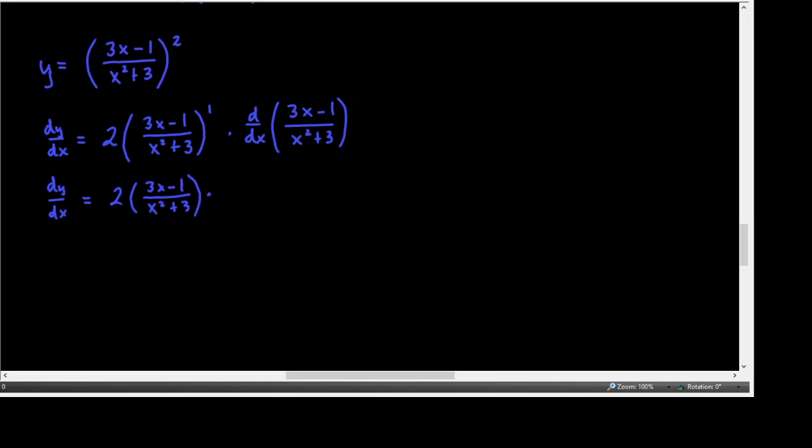Okay, now the inside function itself is a quotient, so its derivative will be found using the quotient rule. So that's going to be low d high, the derivative of the numerator is 3, low d high minus high d low, and the derivative of the denominator is 2x. I'm sorry, 2x, my bad, plus 0, all over the square of low. So low d high minus high d low, all over the square of low.